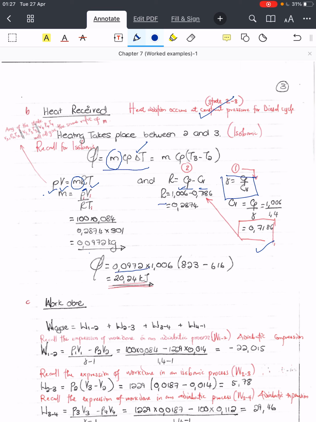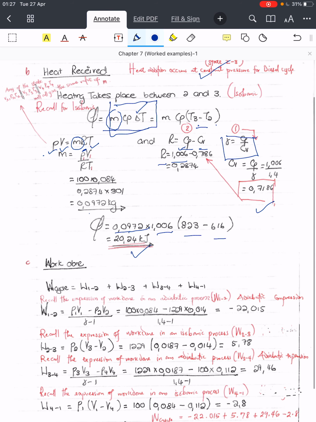So we can take this. We've got our M. This is the formula we are working with. Plug in the M there. We have the CP, which is 1.006. And then we have change in T, which will be T3 to T2, and that gives us that. So that's how we calculated that.